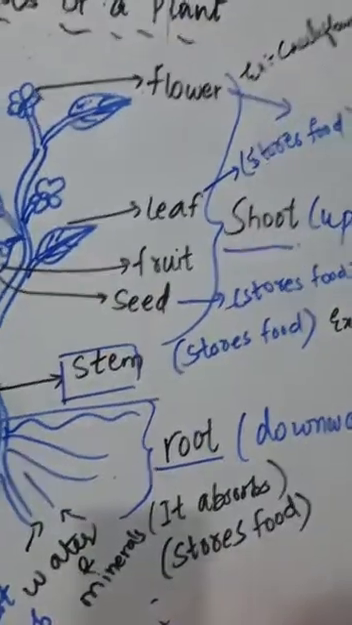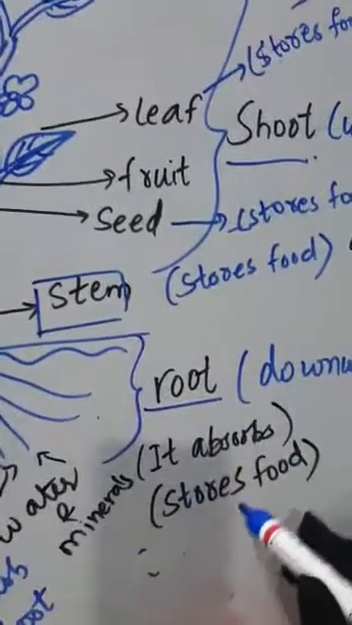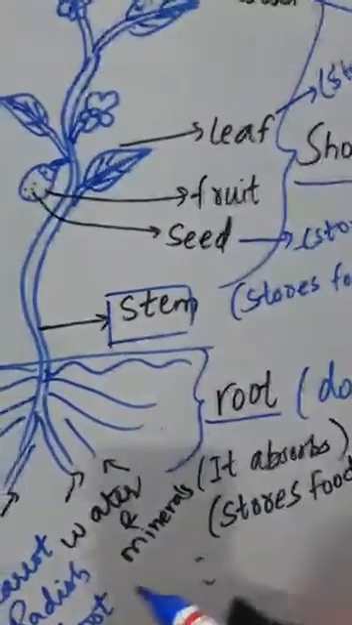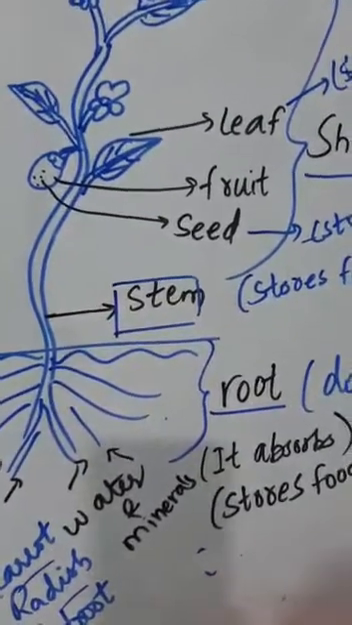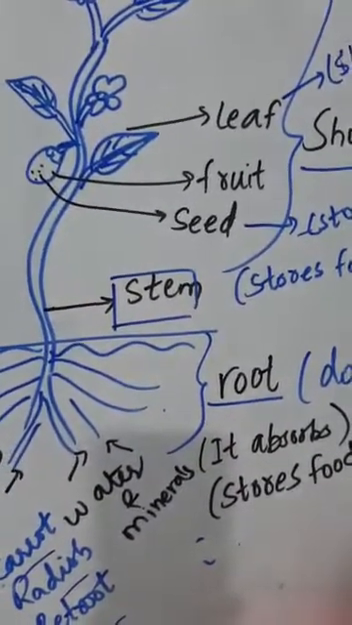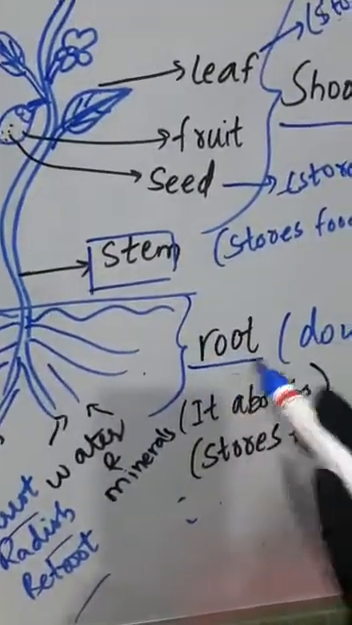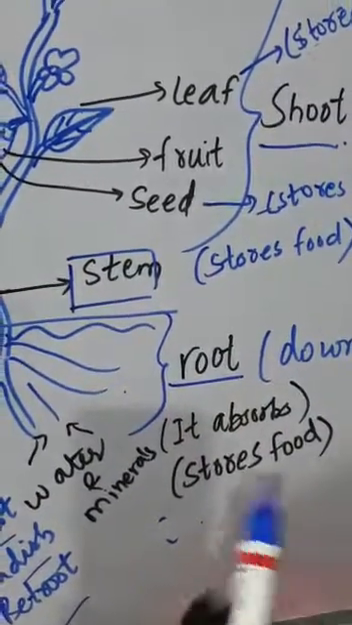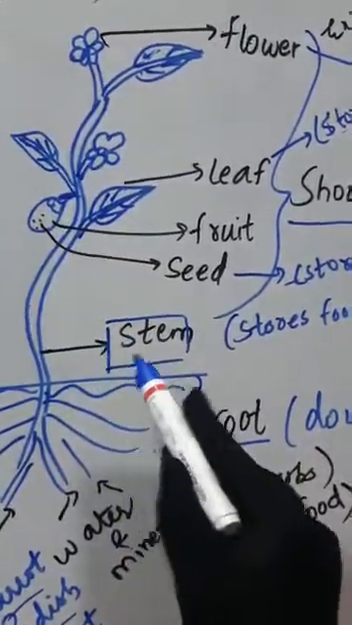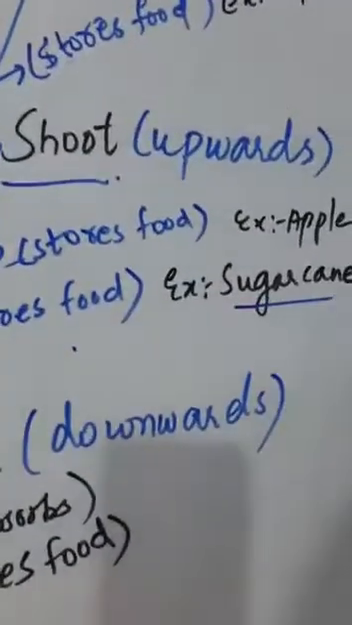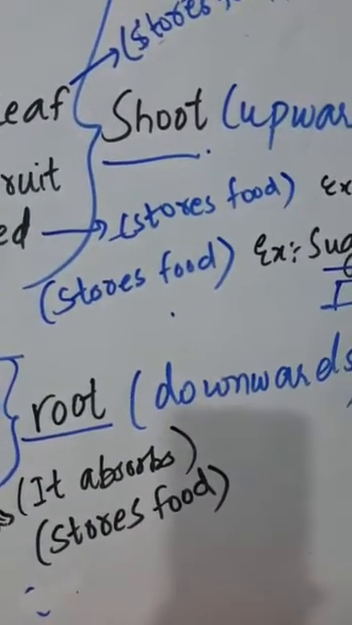So children, what happens here, in some plants roots store the food. For example, we have seen the carrot, radish, beetroot. These are the roots which we eat. So the plants store the food in the roots. In some plants the stem stores the food, for example, sugarcane and potato. Yes, we eat the sugarcane, that is nothing but the stem.